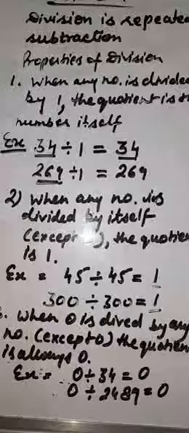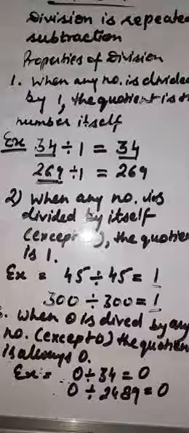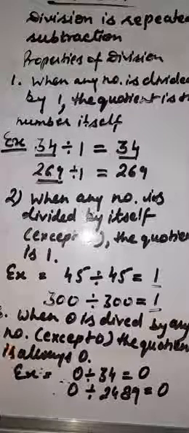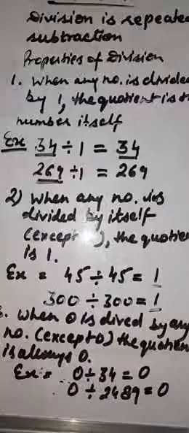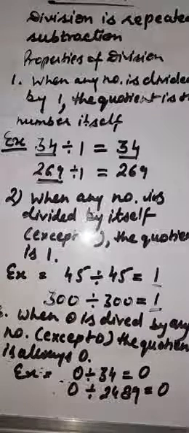We can't divide any number by 0. It is an invalid quotient, right? So here we have already learned the properties and terms related to division. What is division? It's a repeated subtraction, and we have already learned checking division and the properties of division.